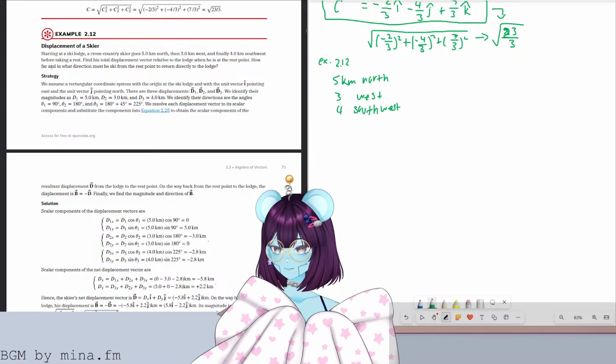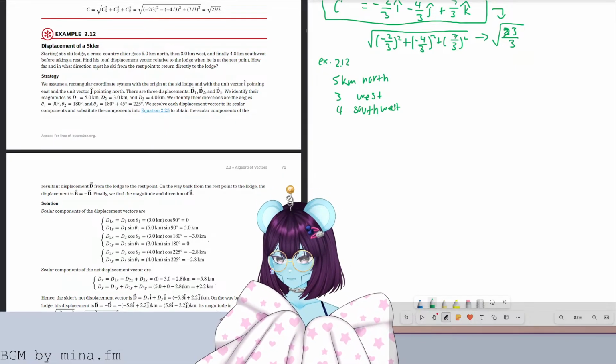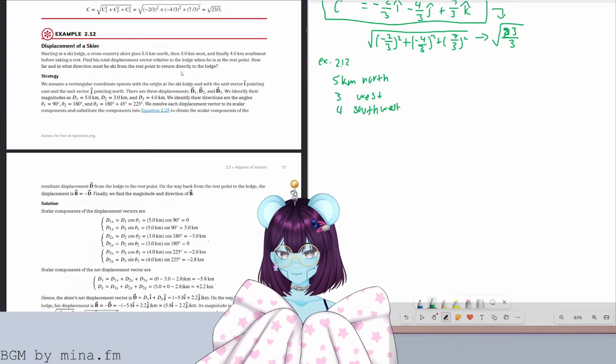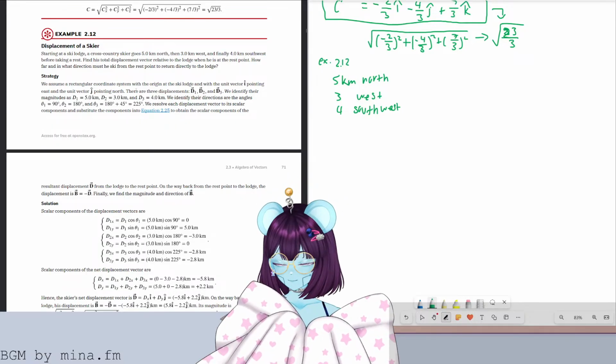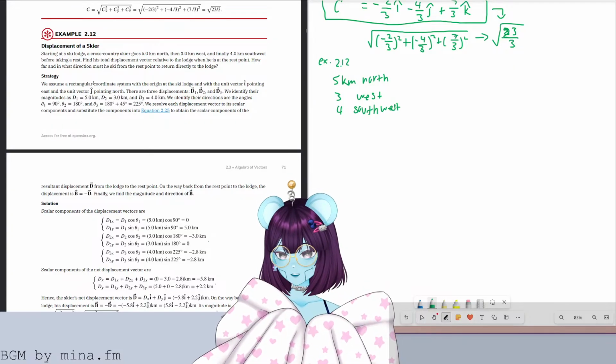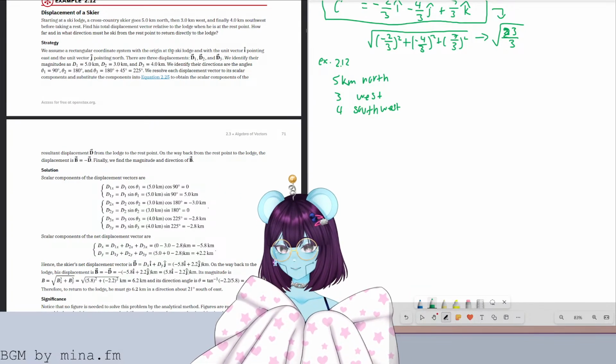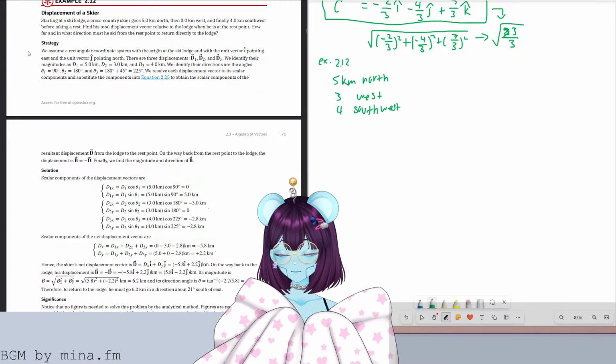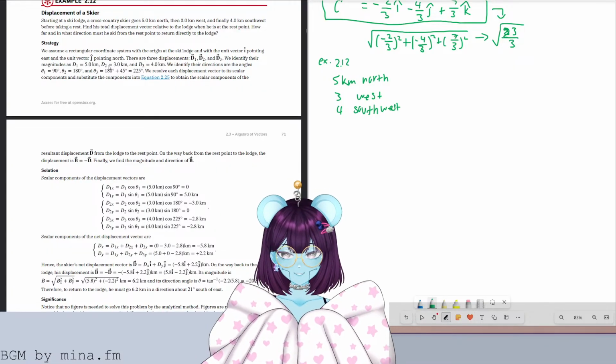How far and in what direction must he ski from the rest point to return directly to the lodge? Strategy: we assume a rectangular coordinate system with the origin at the ski lodge, and with the unit vector i pointing east and the unit vector j pointing north.